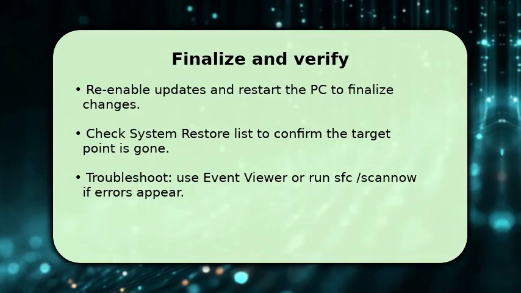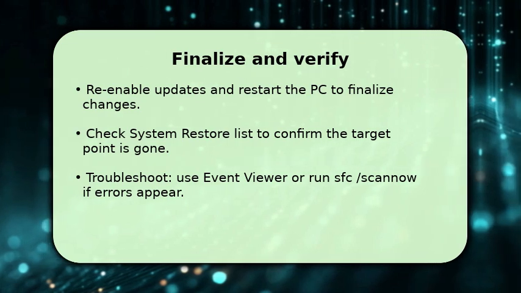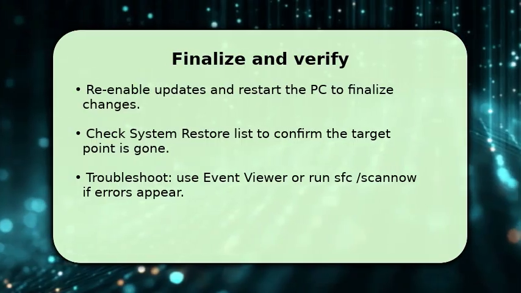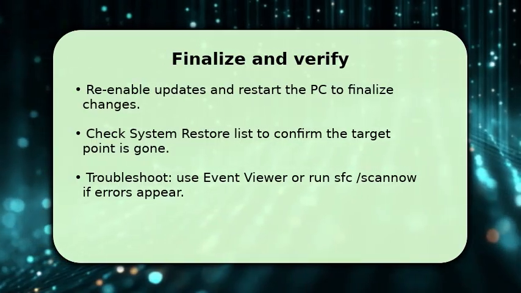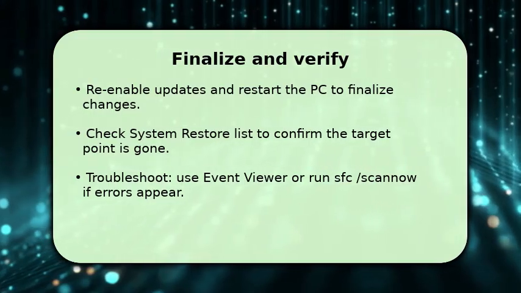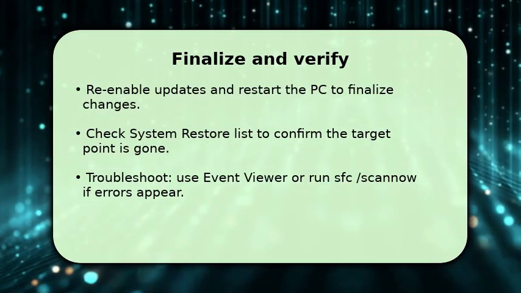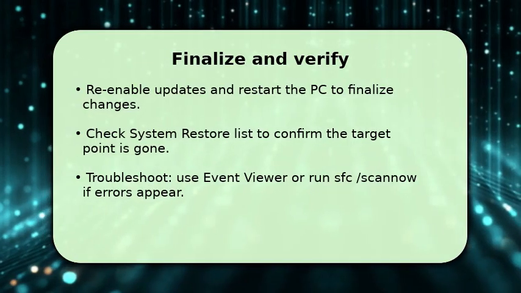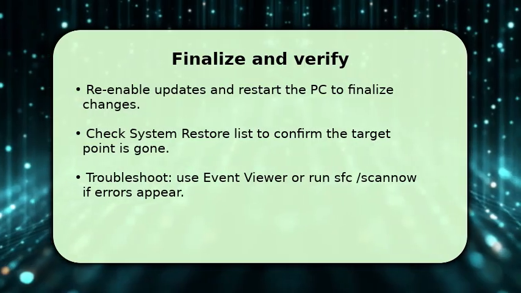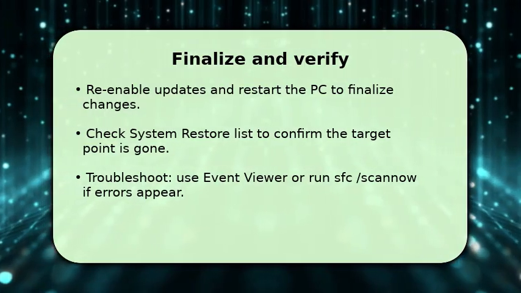After reboot, open System Restore again to confirm the targeted restore point is gone and that the latest point remains intact. If you encounter errors or restore points persist, check Event Viewer for related disk or VSS errors and run sfc /scannow to repair system files. If issues continue, create a fresh restore point and then attempt cleanup again to reset the restore store.